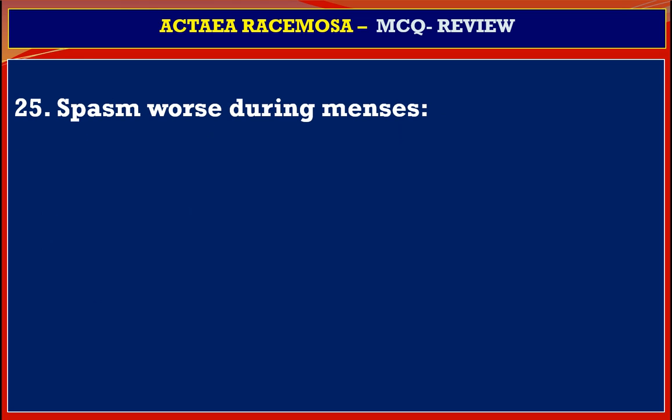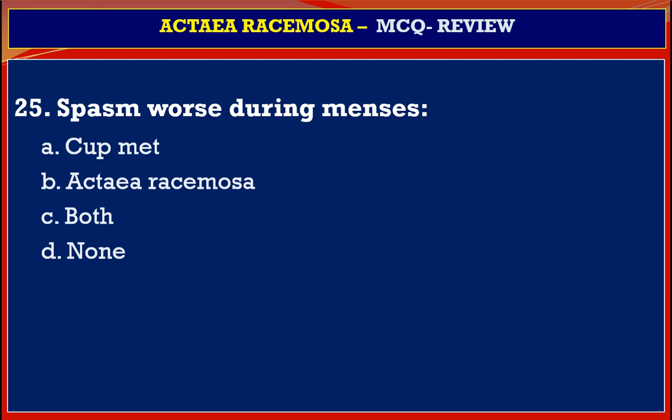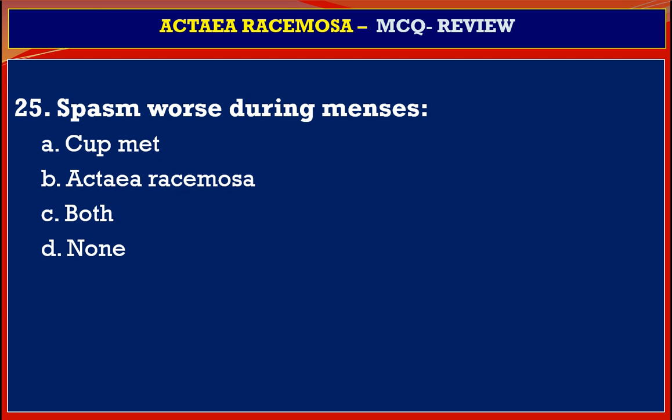25th MCQ is spasms worse during menses, and we have variables: A Cuprum metallicum, B Actaea racemosa, C is for both of above, and D is for none of above. The answer is C, both. Actaea racemosa is the answer.